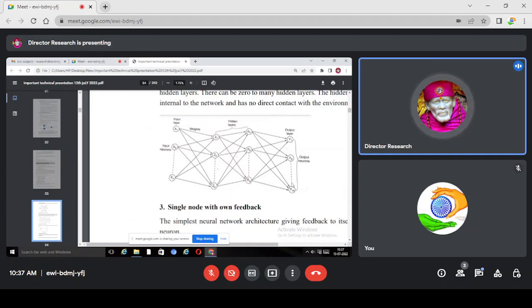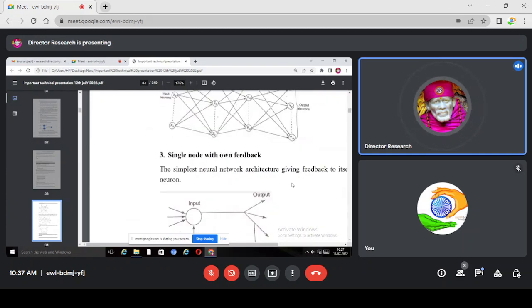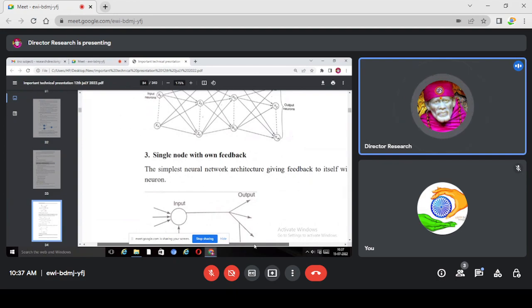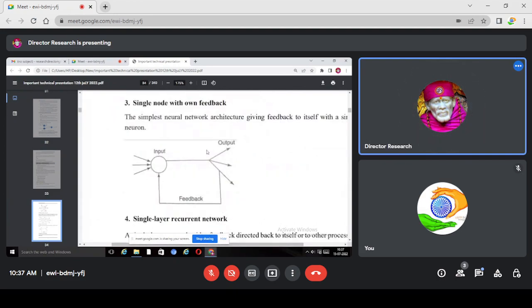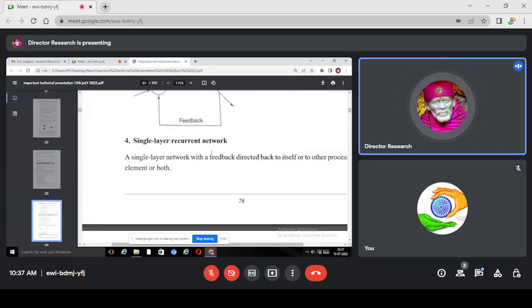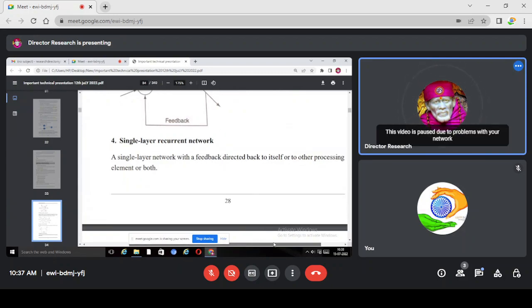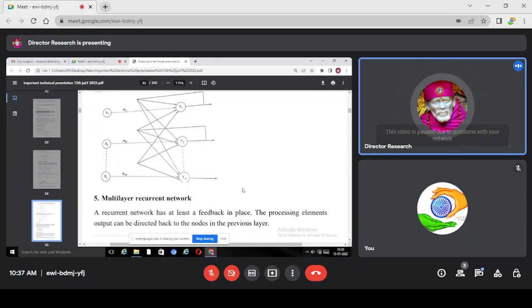Next one is a single node with its own feedback. The simplest neural network giving feedback to itself is a single neuron. It's a single neuron feedback: one input and feedback. A single layer recurrent network is a single layer network with a feedback directed to itself or to other processing elements, or both.